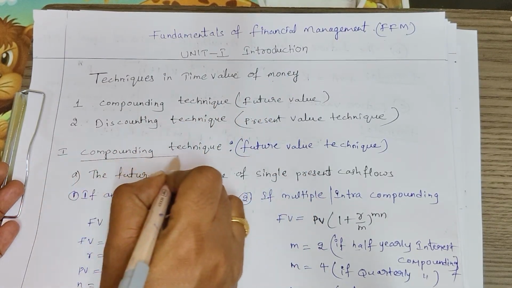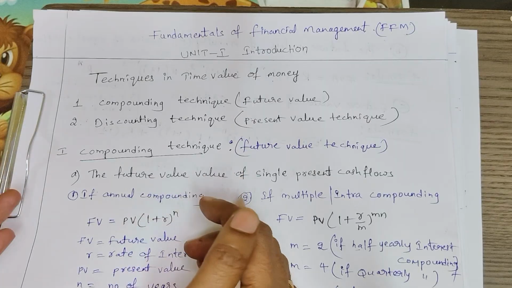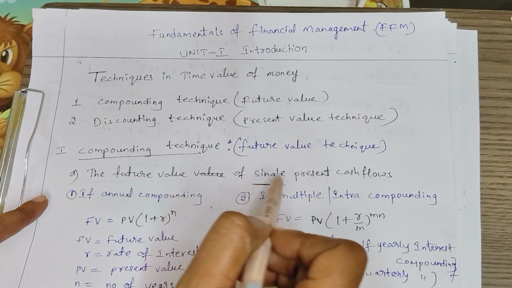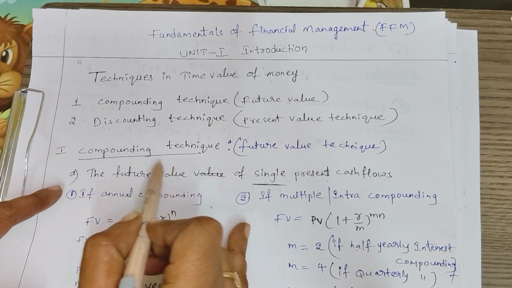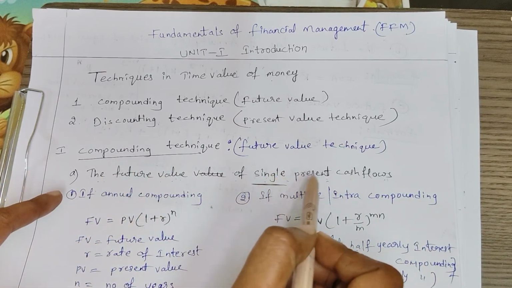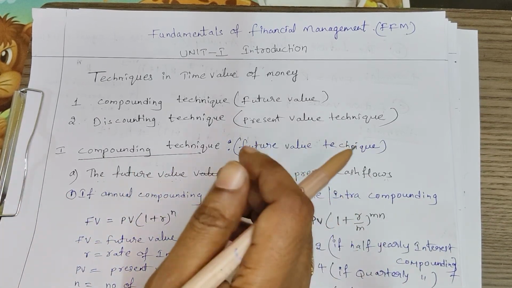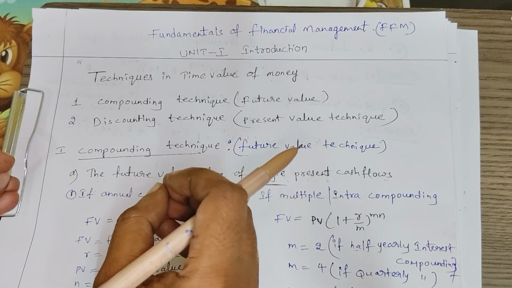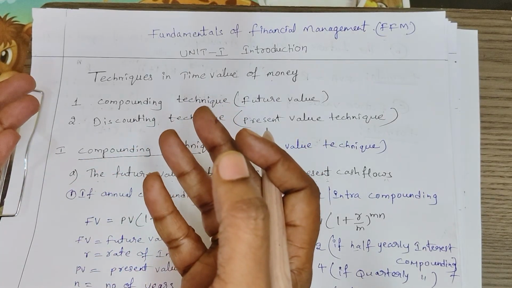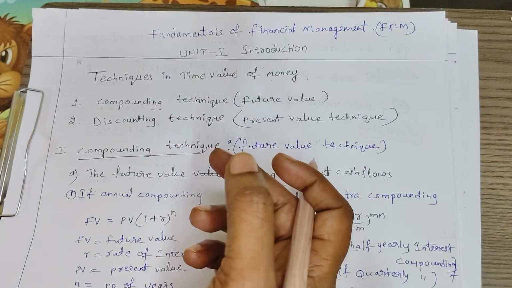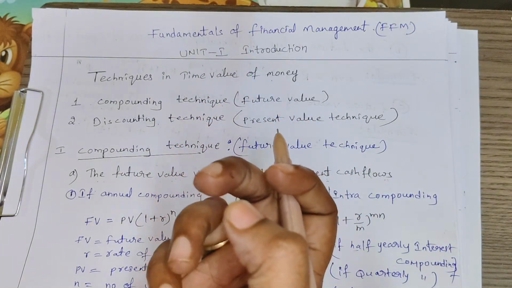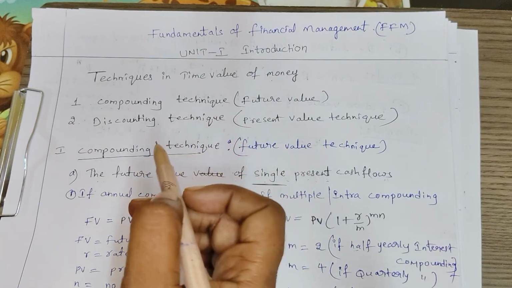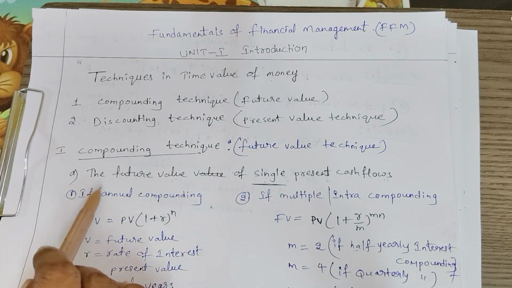So under compounding techniques, we have three types of problems. So what are those three types of problems? First one, the future value of single present cash flows. Here we need to find out the future value by using single present cash flow. So only one amount we are investing. For example, 10,000 we are investing this year. After 5 years, how much amount we will receive? In future, how much amount we receive with the compound interest? That amount we need to find out by using this compounding technique.